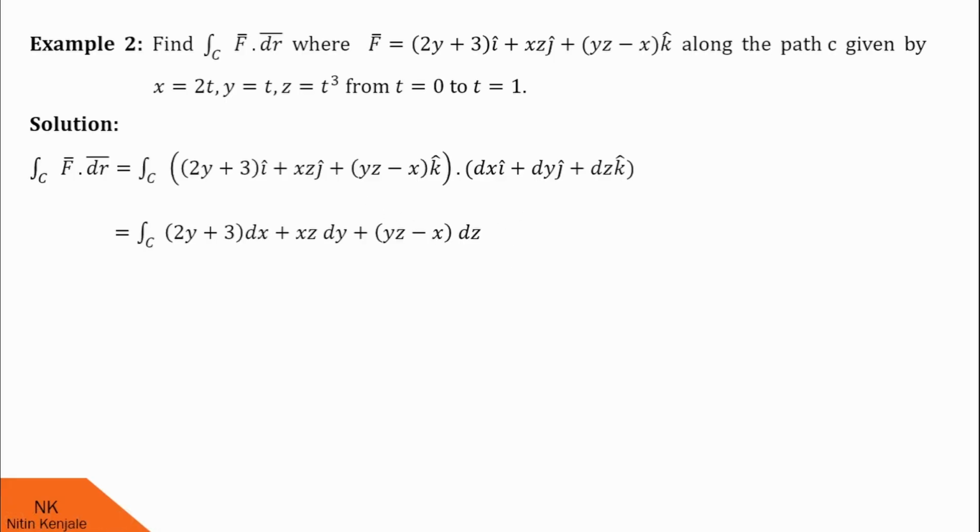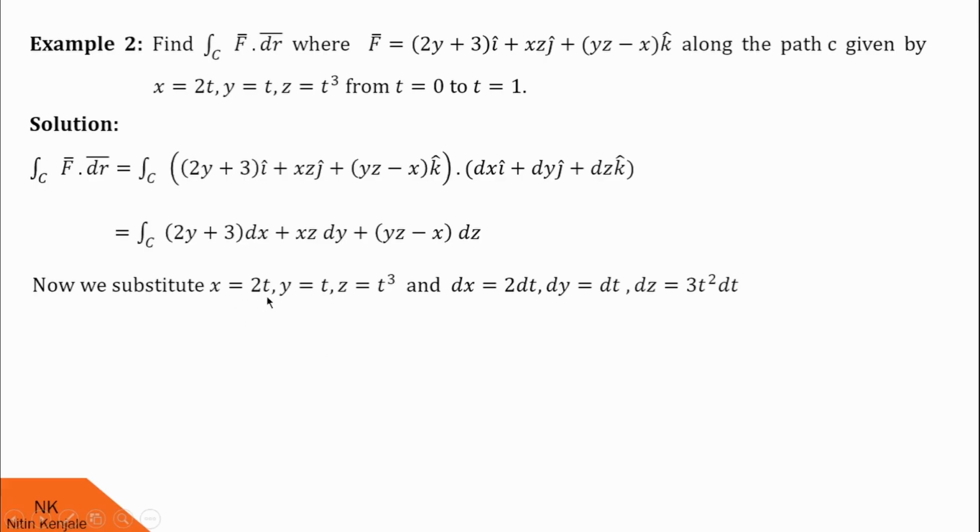Next, we substitute these parametric equations of the curve into this line integral. Parametric equations of the curve are given as x equals 2t, y equals t and z equals t³. So dx becomes 2 dt, dy becomes dt and dz becomes 3t² dt.